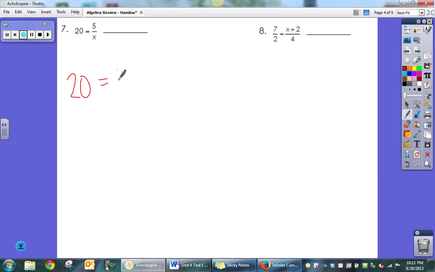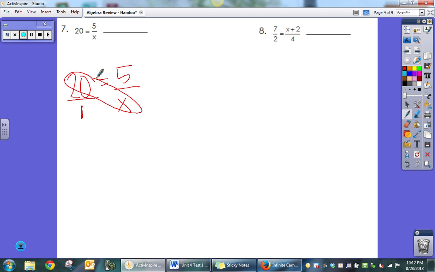20 equals 5 over x. So this one's a little bit trickier because I have the variable on the bottom instead of on the top. So it's kind of up to you. One way you could do this is to create a proportion. So you've got 20 over 1 equals 5 over x, and then you could cross multiply.